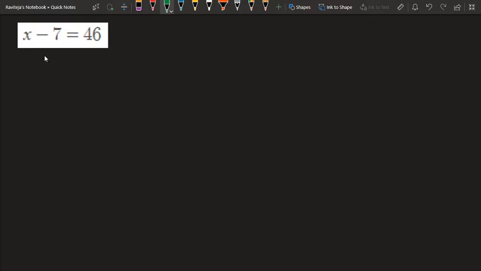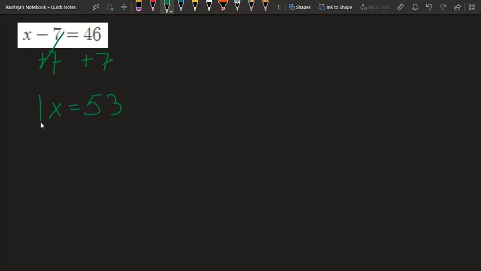But once again, what plus negative 7, or negative 7 plus what equals 0? And the answer to that is just positive 7. Negative 7 plus positive 7 equals 0. So all you have to do is just add 7 on both sides. And these two cancel out. And then as you can see, 46 plus 7 equals 53. So then we end up with x equals 53.